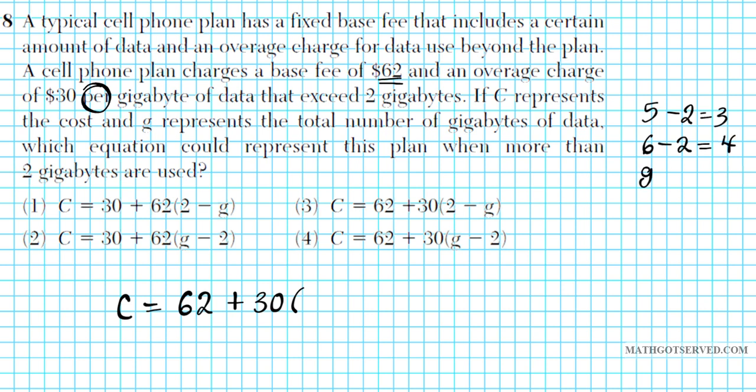Now what if you have G? By how many gigabytes does G exceed 2? Just simply subtract, okay? So that's what we're going to put in for the overage charge per gigabyte that exceeds 2 gigabytes. So we're going to have G minus 2, okay? So our answer for number 8, let's see, option 4.